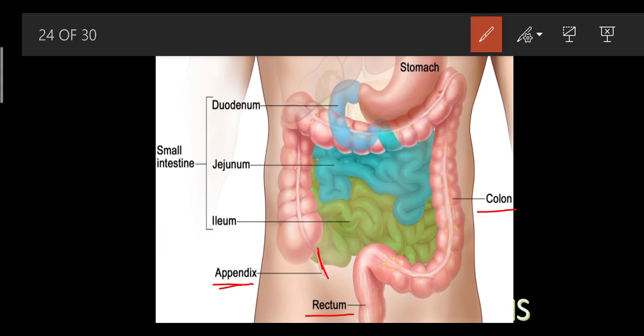Why is this called appendix? This appendix is situated on the right side of your body. When the food which is not digested gets accumulated in this pouch, due to this there is a pain which is caused on the right-hand side of your body, on the abdomen side.